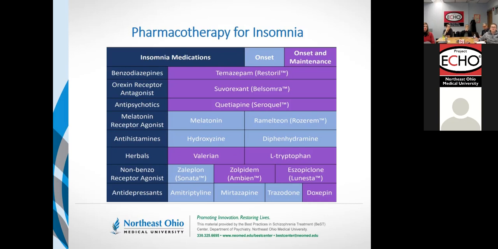We have antihistamines that Dr. Smith was just talking about, hydroxyzine, aka Vistaril, and then there's diphenhydramine, which is Benadryl. We have some herbals, and then the non-benzo receptor agonists such as Sonata, Ambien, and Lunesta, and then antidepressants such as amitriptyline, mirtazapine, or Remeron, trazodone, and doxepin.